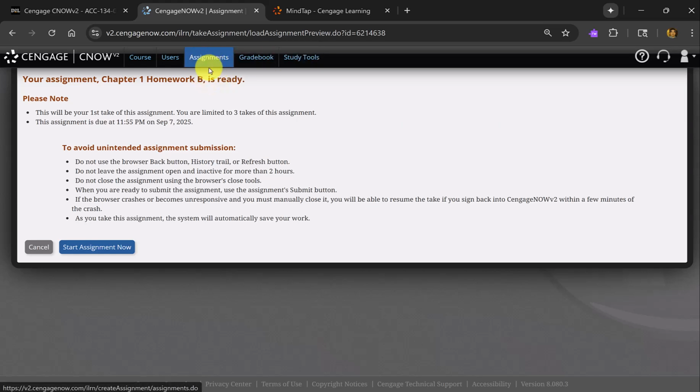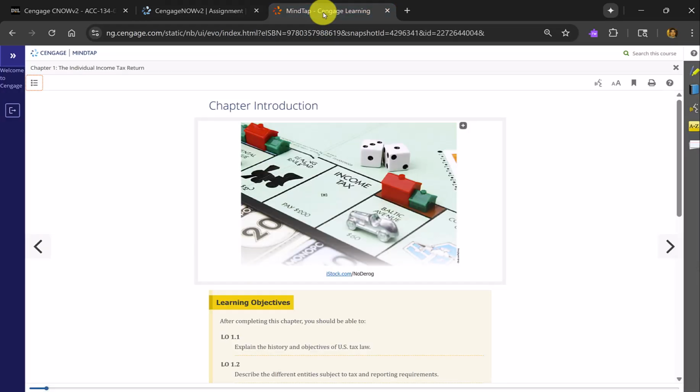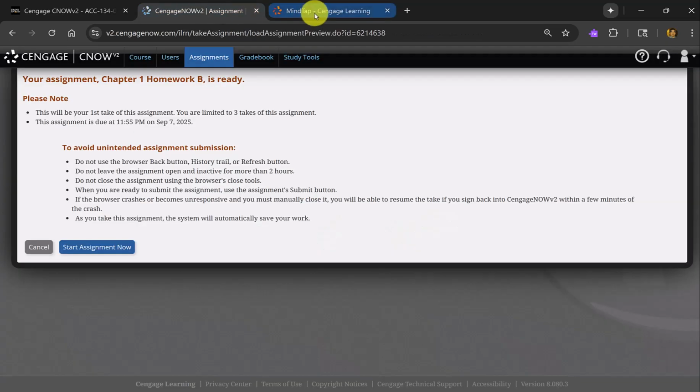If you start your assignment first and then you try to open up the textbook, it may kick you out of the assignment and you've got to start over again. So have your book open.